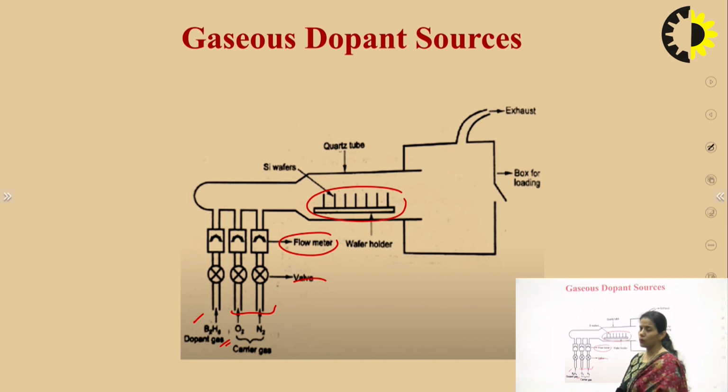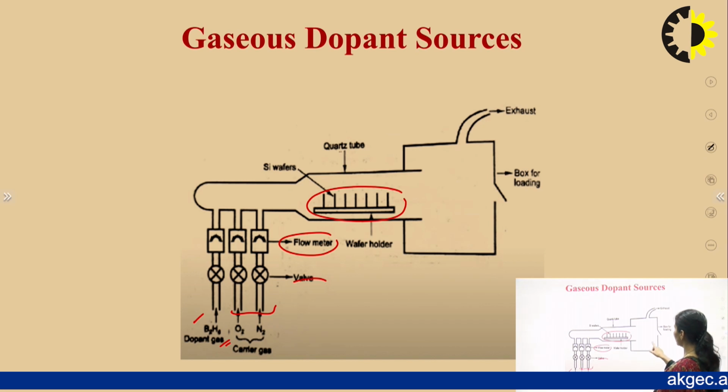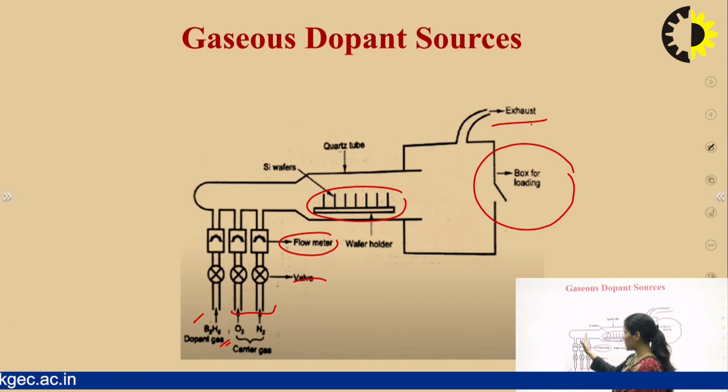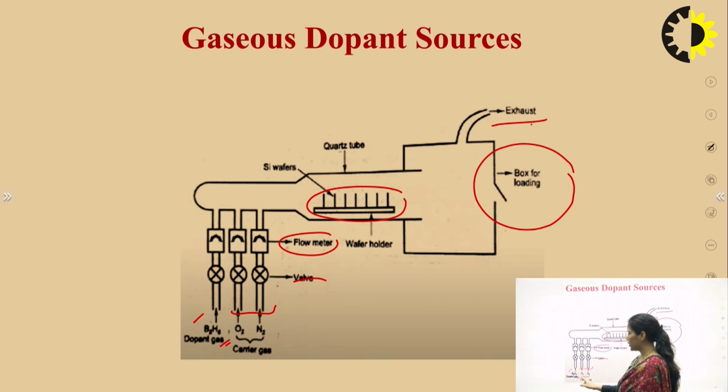Again, here is the wafer holder which is vertically carrying all the wafers. This is the quartz tube, and now the exhaust gases pass through this nozzle, and this opening is used for loading or unloading the wafers on this wafer holder. So what is happening? Here the carrier gases pass through these two tubes. The diborane reacts with the carrier gases and gets deposited on the silicon wafers.